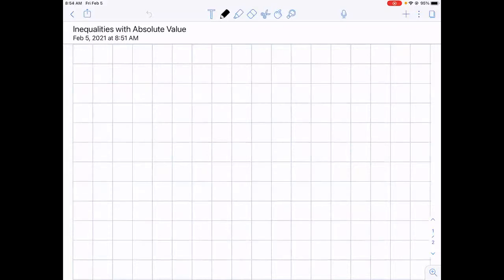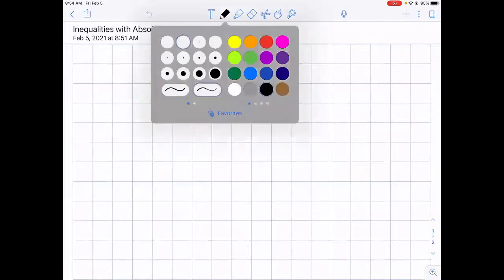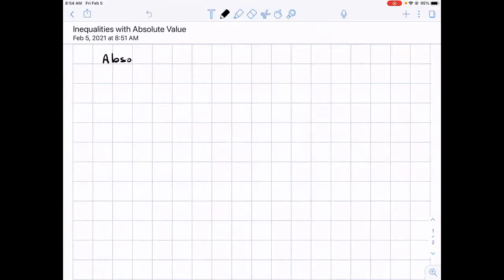Hello, we'll now look at inequalities with absolute values. As a quick review, when we look at absolute values, the notation we write them with is two vertical lines. The absolute value of A means that A is positive, or it means that A in there can be negative.